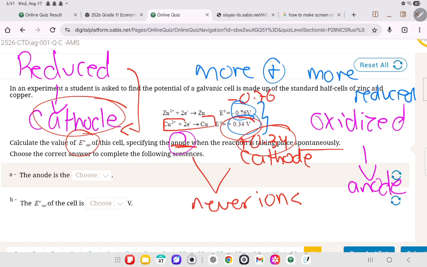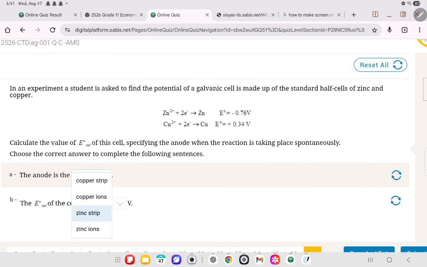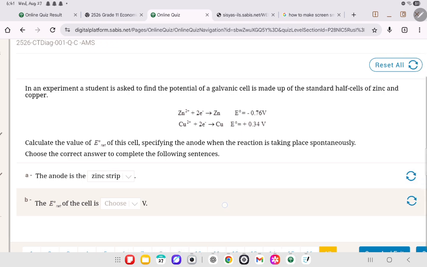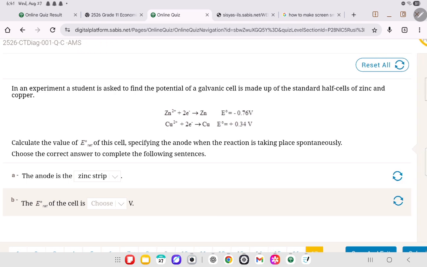Now, in this case, this means what? This means that the zinc is oxidized and that it is the anode. So the anode in this case is the zinc strip, not the zinc ions, the zinc strip. Now they want us to find the energy potential net of the cell. This is an equation you need to memorize.